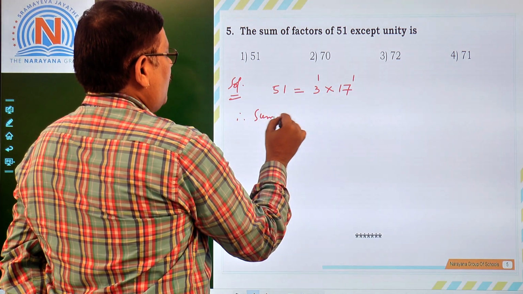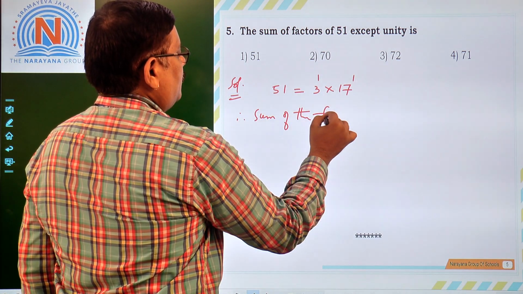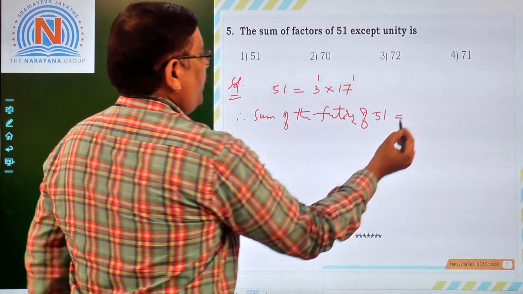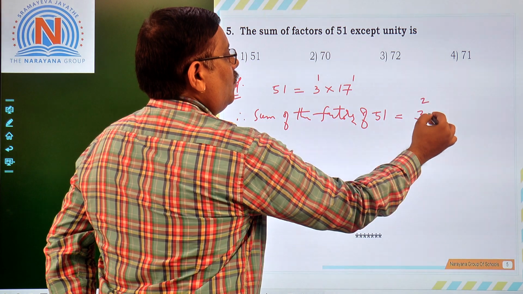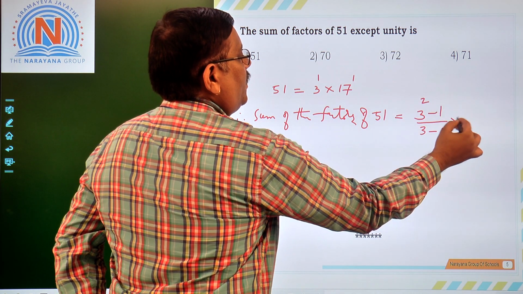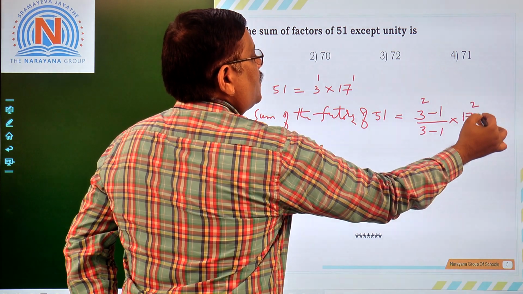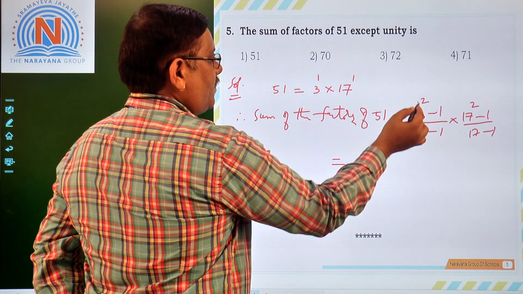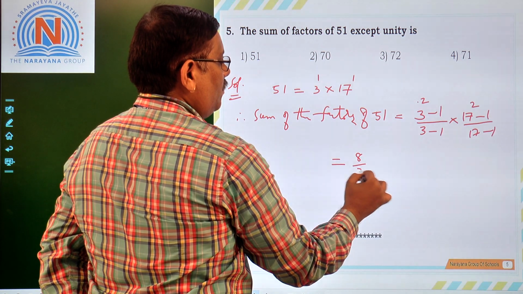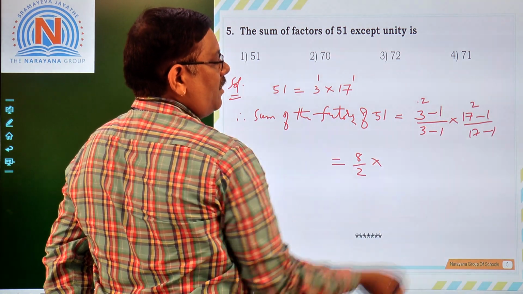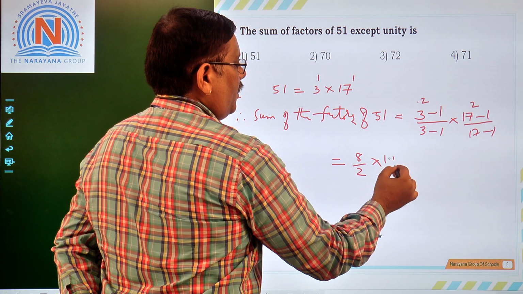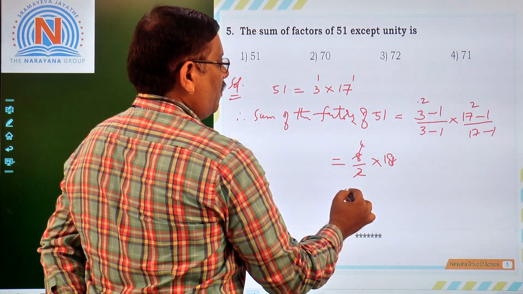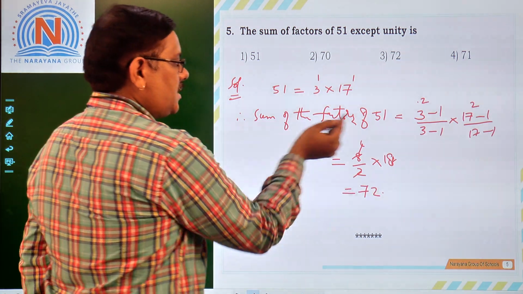Therefore, sum of the factors is going to be (3 to the power of 1 plus 1, 2, minus 1) by (3 minus 1) into (17 power 1 plus 1, 2, minus 1) by (17 minus 1). That is going to be 3 square is 9 minus 1, that is 8 upon 2, into 17 plus 1 into 17 minus 1. So 18 will remain here. Okay, this is 4 times 18, 4 18s are 72. That is actually the sum of the factors.